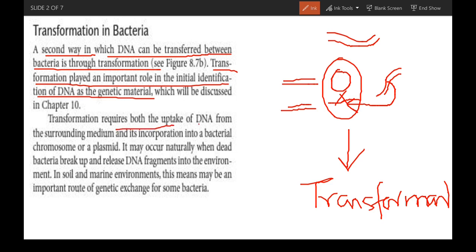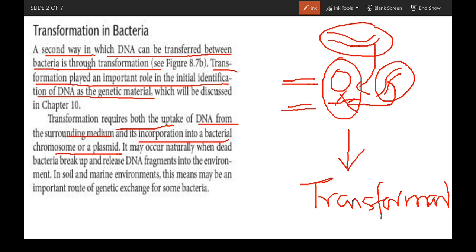Transformation requires both uptake of DNA from the surrounding medium and its incorporation into the bacterial chromosome or plasmid. So if there are DNA molecules present in the surrounding media, they need to enter this bacterial cell, and then crossing over is also required so that exchange of genetic material between this DNA and the chromosomal DNA can occur. Otherwise, this foreign DNA will be degraded. So incorporation into the bacterial chromosome or plasmid is important.